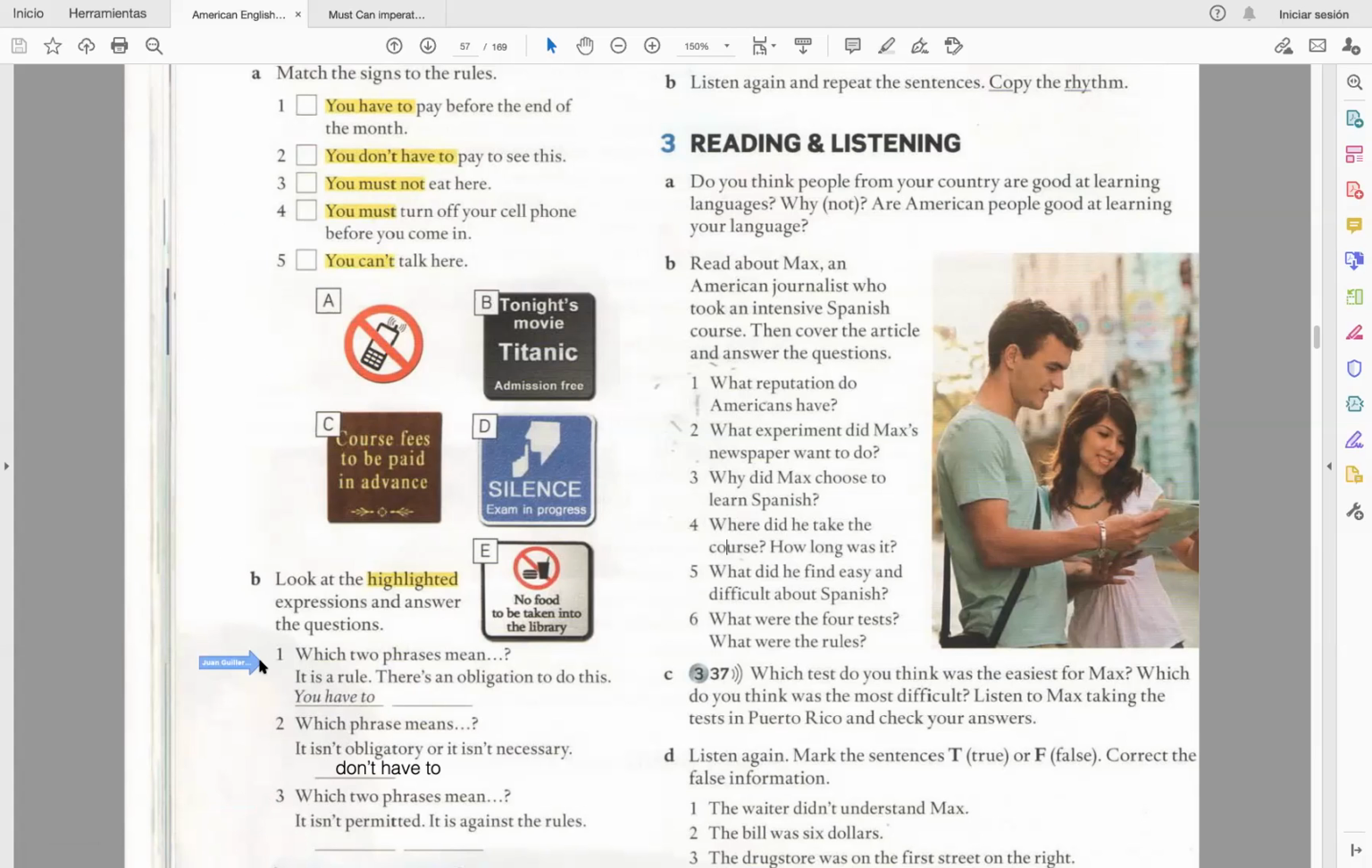Any questions in the first activity? Any problems? No problems? Okay, so let's see the next activity.